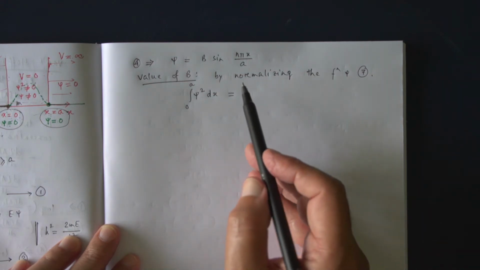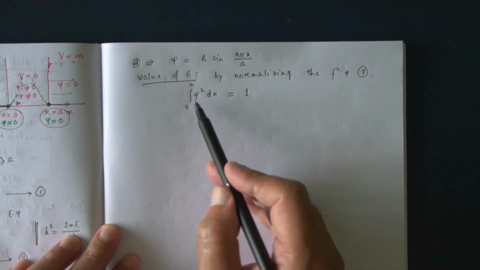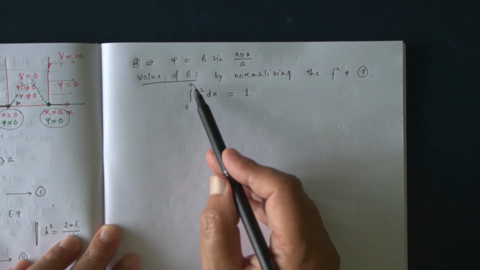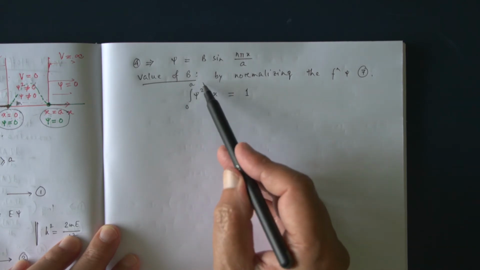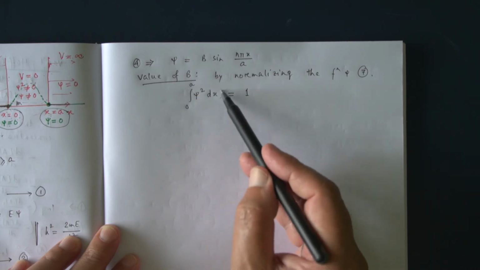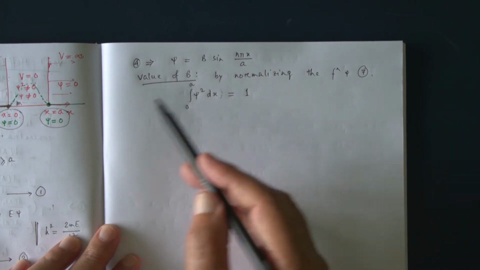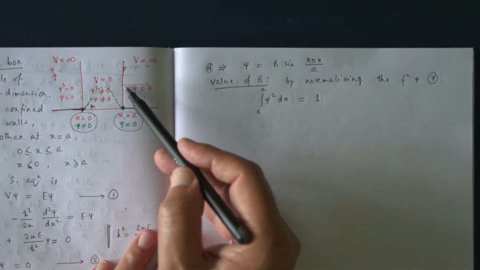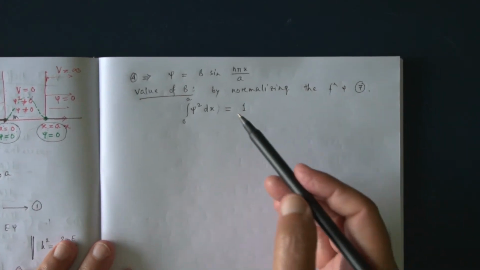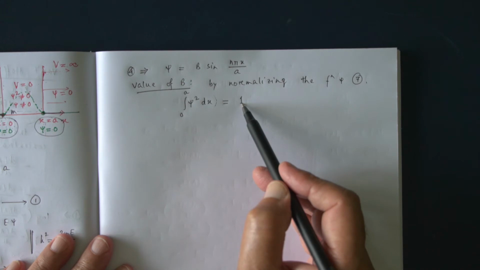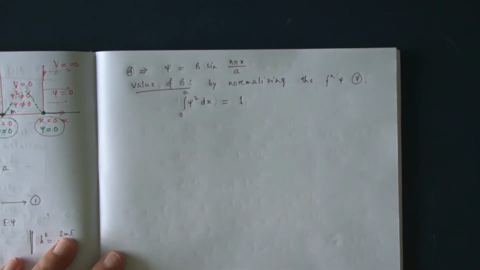So we know normalization means integration psi square dx must be equal to 1. And what does this mean? This means total probability within this range. And total probability is maximum 1, because the maximum value of probability is 1. So this is the normalization condition.